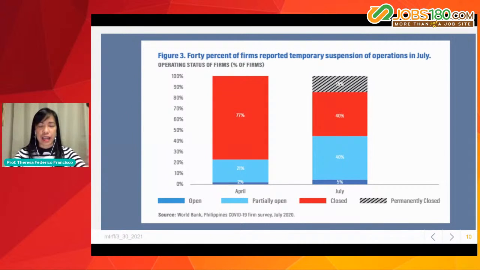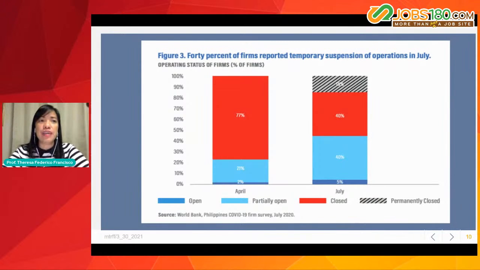Last July 2020, 40% of the firms reported temporary suspension of operations, 20% government-mandated, and the other 20% closing voluntarily. Nevertheless, the recent progress in flattening the infection curve led to signs of improvement in employment, trade, manufacturing activities, and revenue. This suggests that the country has turned the corner in managing the COVID-19 infection curve.